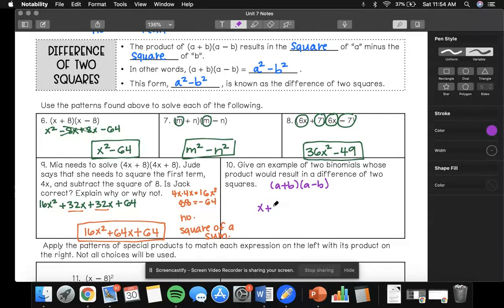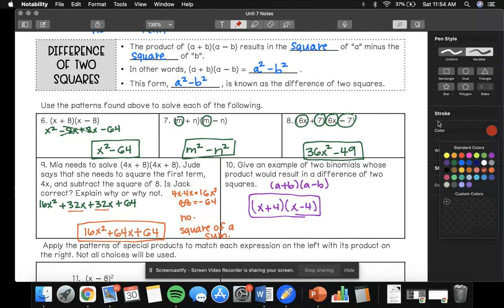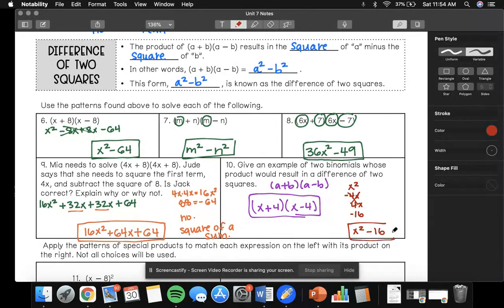We could do x plus 4, and then it would be x minus 4. Okay. We could check it to make sure we get it right. We would do x times x, x times negative 4, 4 times x, and 4 times negative 4. These would make a 0, and we would be left with the difference of two squares.